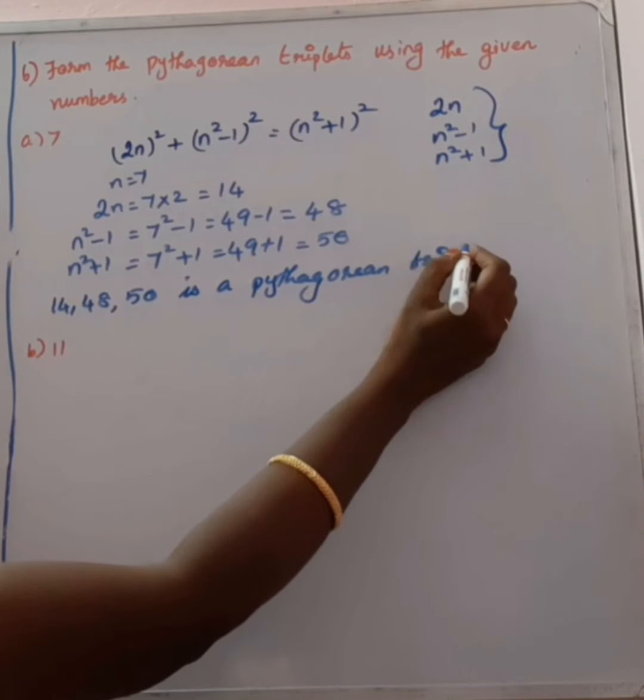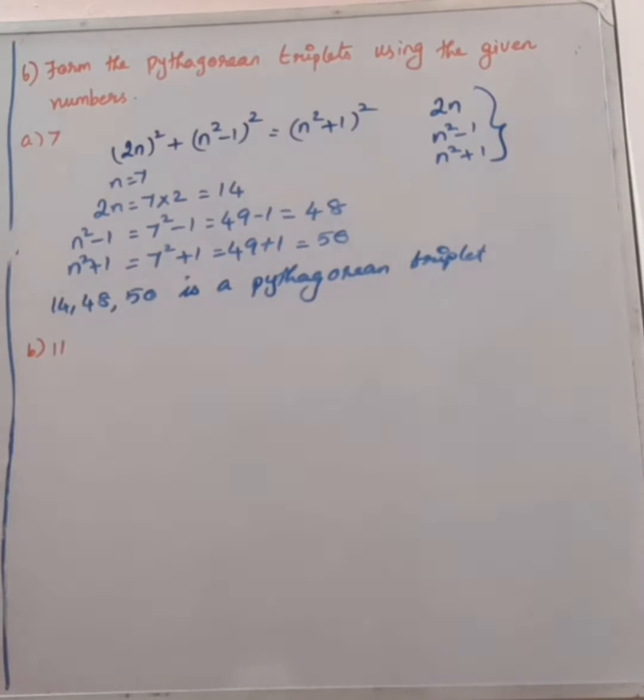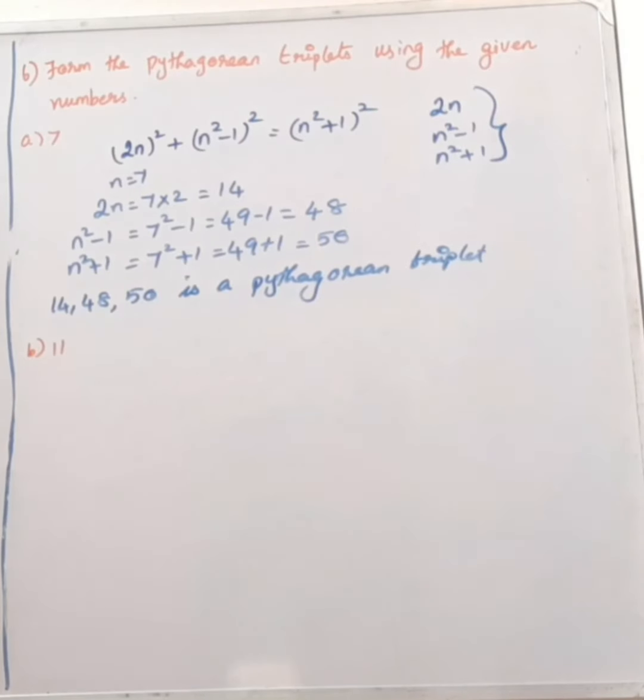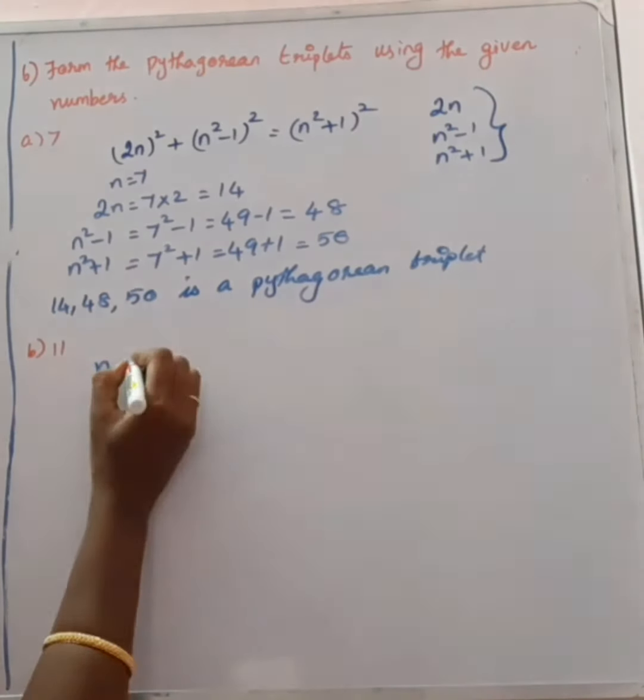Okay, now you understand this. Shall we move on to the next sum? For the next sum, you answer me. What is the n value? Very good, it is 11.